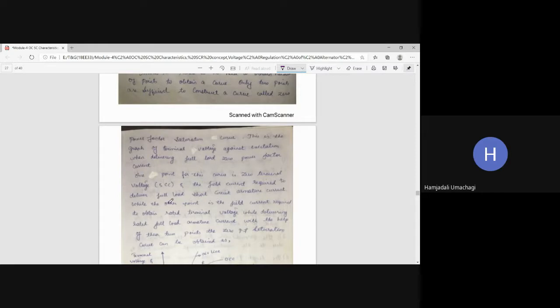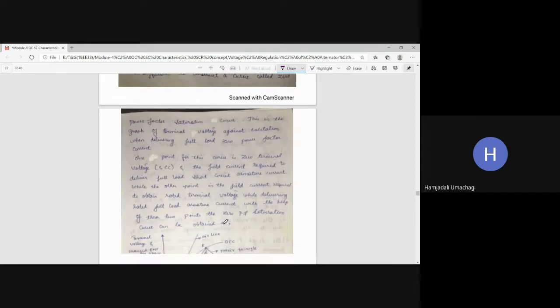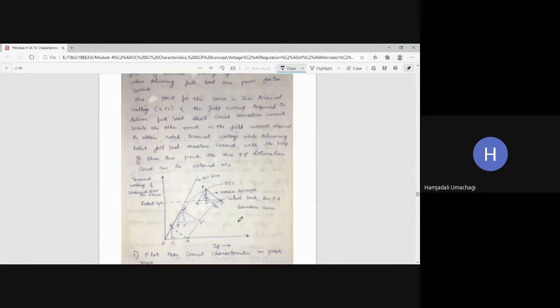The other point is the field current required to obtain rated terminal voltage when delivering the rated full load armature current. So one more point is what? The field current required to produce the rated voltage. One is for the rated voltage, another is for the zero voltage condition. And for those two conditions, what is the required field?